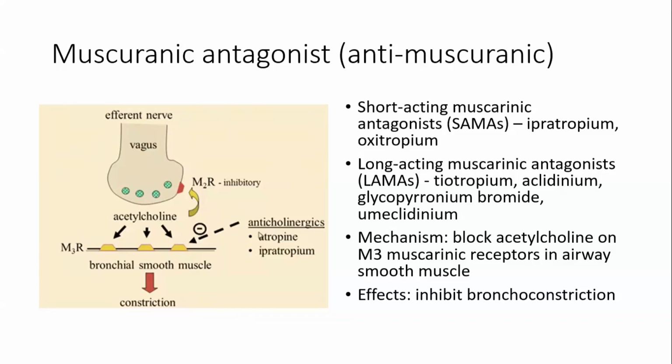So for example here, acetylcholine causes the constriction. Acetylcholine response at the muscarinic receptor causes the constriction. By inhibiting this response, these anti-muscarinic drugs directly inhibit the constriction.